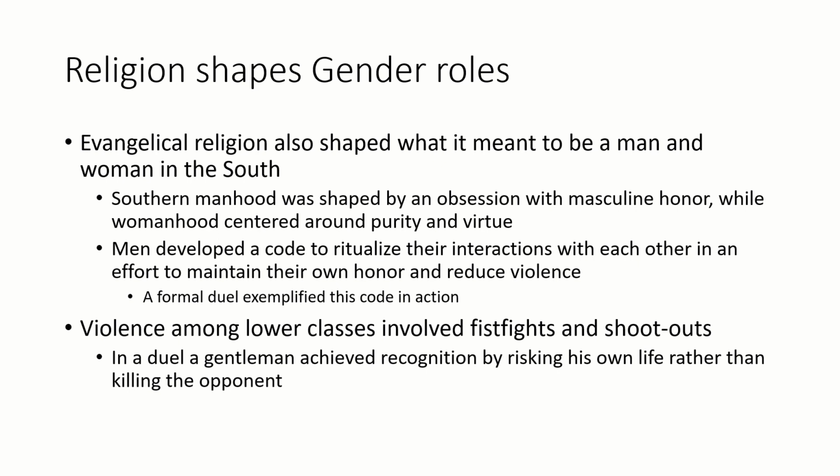Violence among lower classes, especially in the backcountry, involved fistfights and shootouts. Tactics included sharpening of fingernails and filing of teeth to razor-sharp points, which would be used to gouge out eyes and bite off ears and noses. In a duel, however, gentlemen achieved recognition by risking their lives rather than by killing their opponents, whereas those involved in rough-and-tumble fighting achieved victory through maiming their opponent.